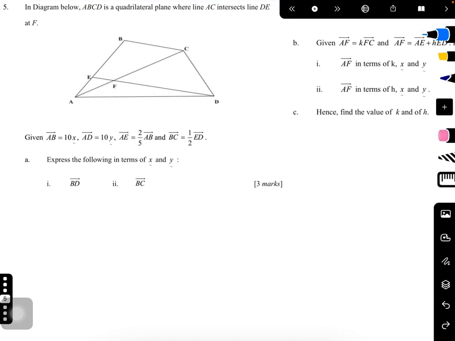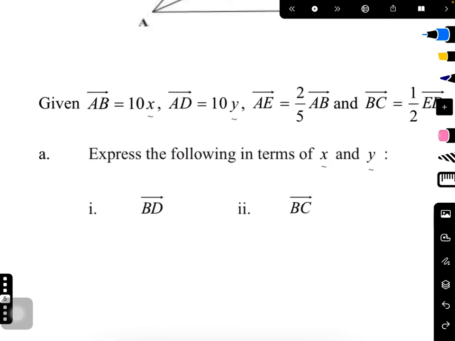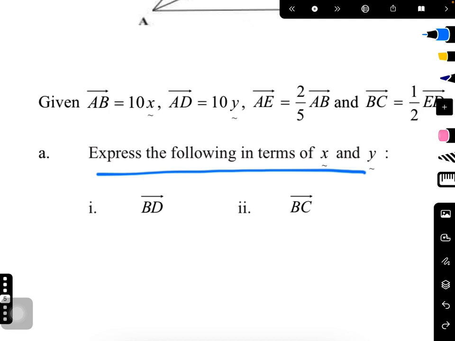In the diagram below, ABCD is a quadrilateral in a plane where line AC intersects line DE at F. Given vector AB equals 10x, vector AD equals 10y, vector AE equals 2/5 AB, and vector BC equals 1/2 vector ED. Okay, for question A, express the following in terms of x and y.